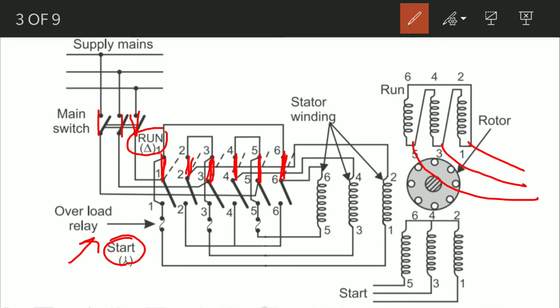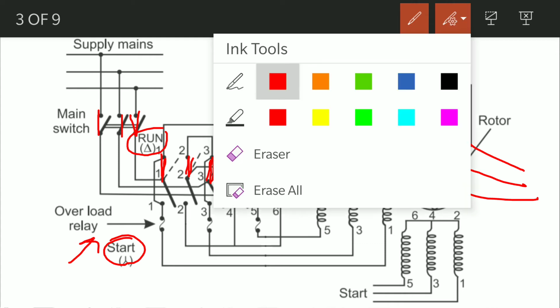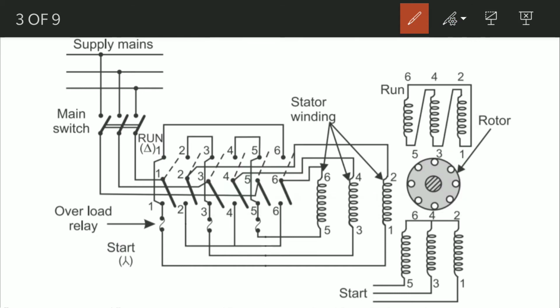So what we do at the time of starting, the motor is first connected to star by moving this double throw switch to start position, and as the motor picks up speed, nearly rated speed, then this switch is changed to upper position, that is run position, which connects the motor in delta, and hence the starting current is reduced by 1/3.